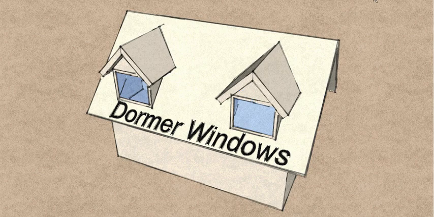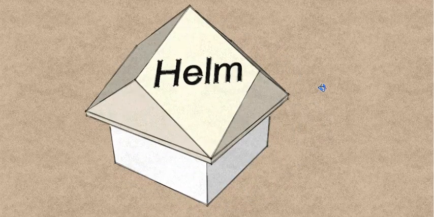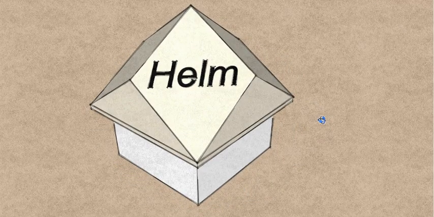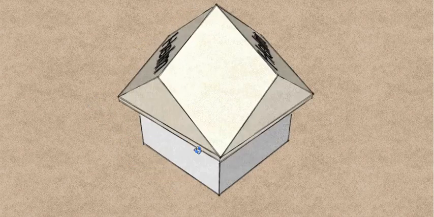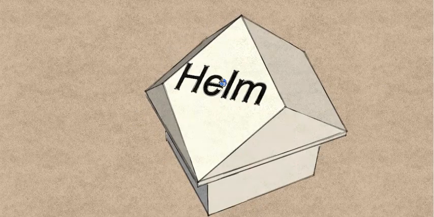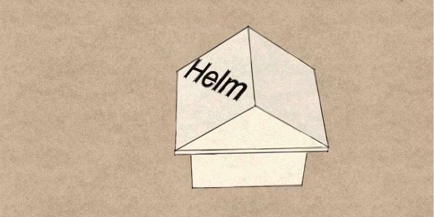And then we get into a couple of really weird ones. The helm, which is again a bit of a weird combination of the gable and a hip. It'd be a nice way to finish off a tower or something.